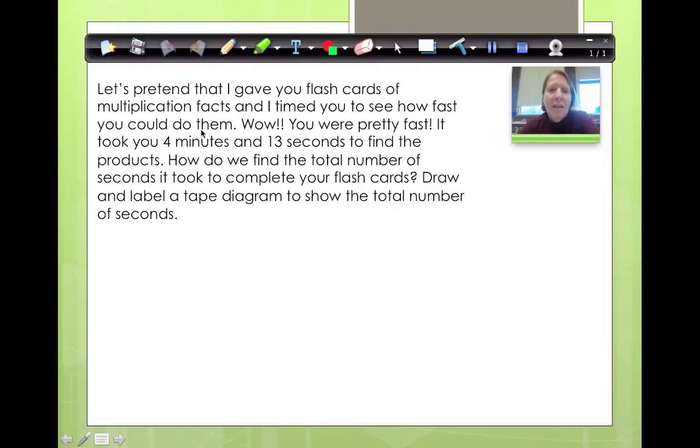Okay. Let's pretend that I gave you flashcards of multiplication facts. Okay? And I timed you to see how fast you could do them. Well, you're pretty fast. So I found out it took you 4 minutes.